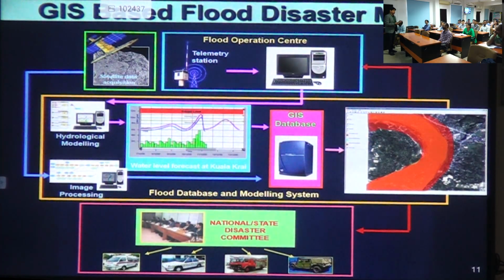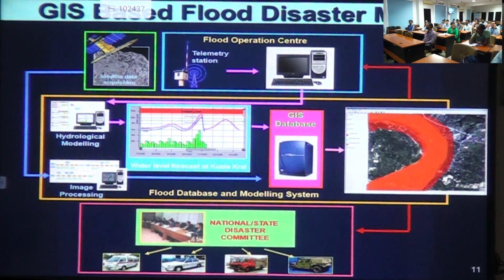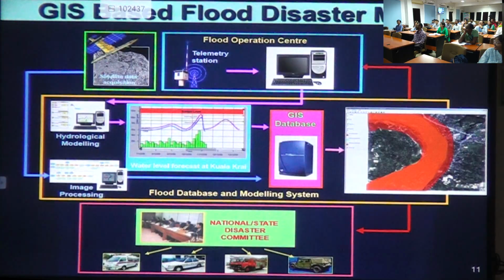Created the entire GIS database. Then we see how the flood scenario will be changing. And depending on the flood scenario, obviously the disaster committee or national coordination committee, the response team can be dispersed.